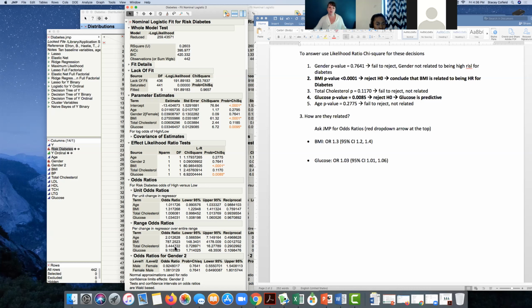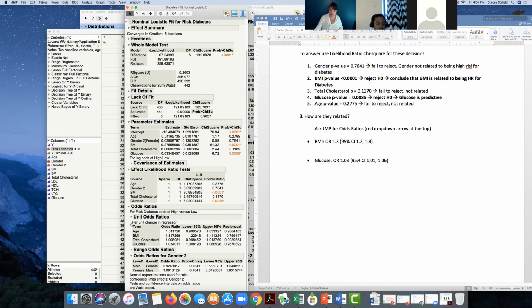That's generally not useful. You get crazy values because somebody's not going to go from the lowest BMI to the highest BMI instantaneously. That's not something you can change, right? The range odds ratio isn't very useful. In fact, I'm just going to close it so that we take a look at it. So odds ratios can be really tricky to interpret.